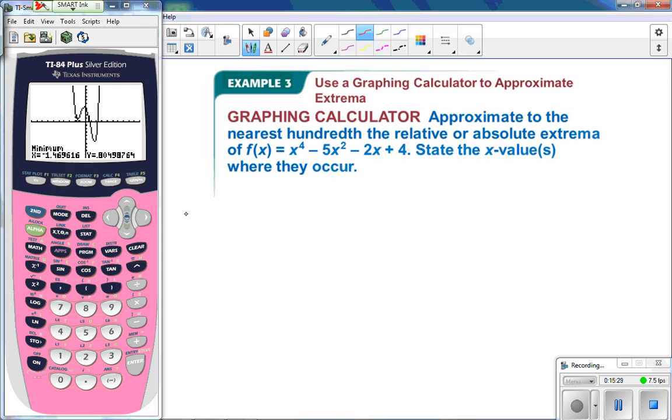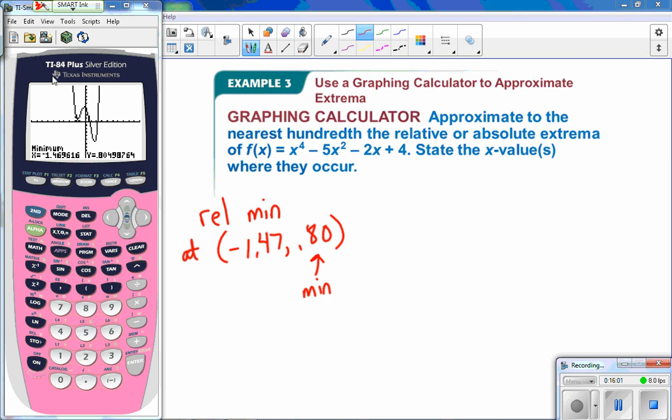So we have, this would be a relative min at x equals, we're supposed to go to the nearest hundredth, -1.47, and the value is 0.80. Now keep in mind, this is the min. It occurs at this value of x, but the minimum value of the function is 0.8, and again, that would be the relative min.